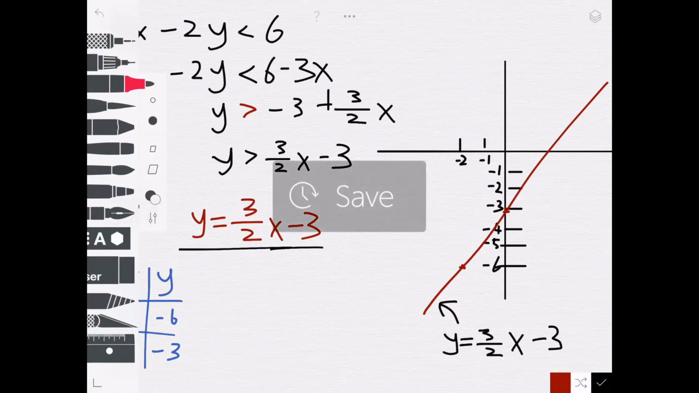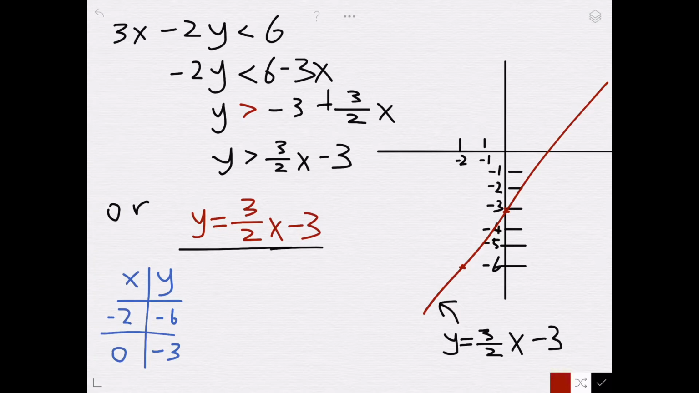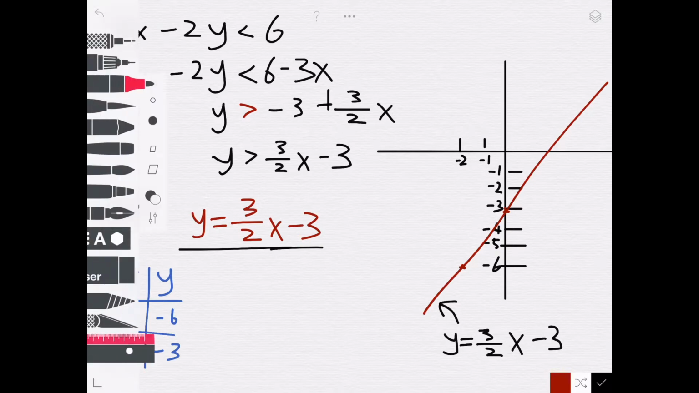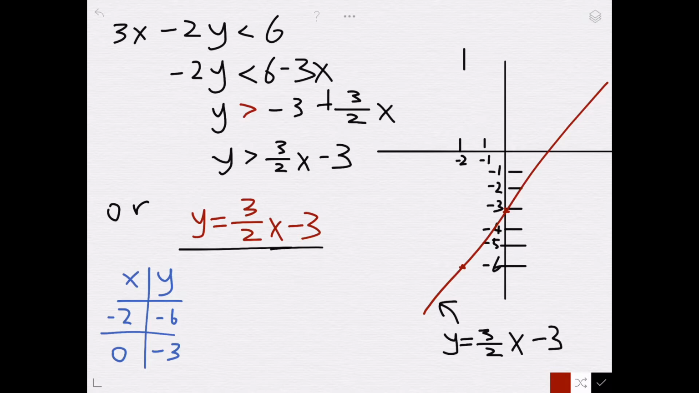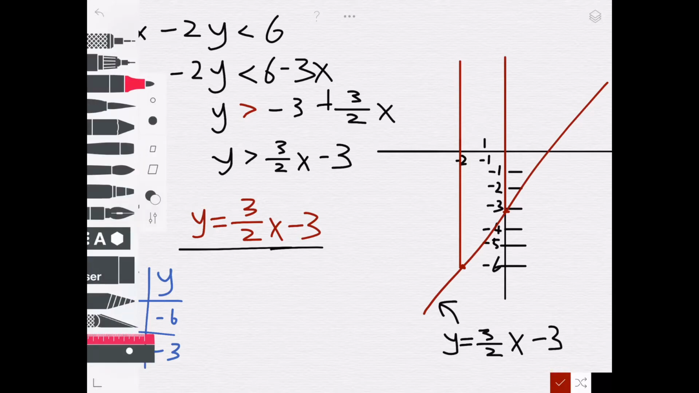Now we need to graph the inequality. y is bigger than 3 over 2x minus 3. So that means when x is equal to -2, y is bigger than -6. Let me draw it. Maybe not this color. Okay, just let me draw a perfect line. Okay, there we go. And that means these y values are all above this line that we drew.